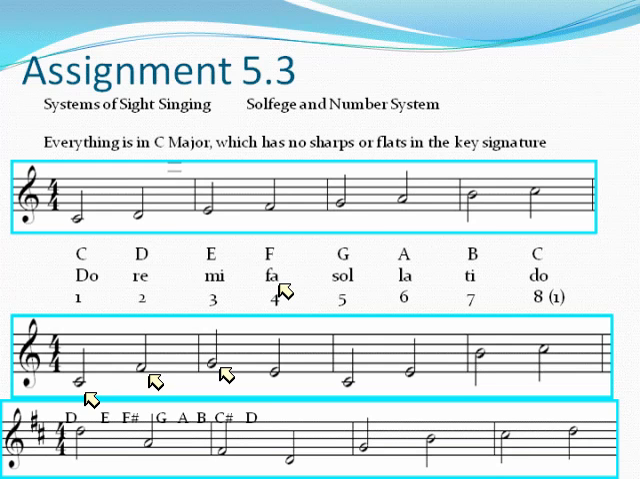The G is sol. The E is mi. Back to C, which is do. E, which is mi. Here's B, which is ti. And then back to do. It's pretty simple to transfer any pitch that you want. Now, we're not doing sharps and flats in this. We're just using the regular major scale without any accidentals or anything in it.